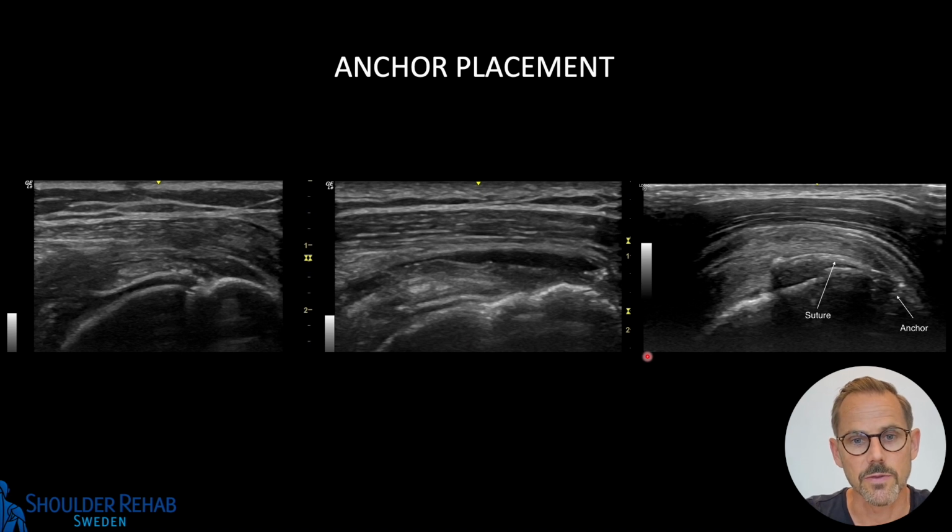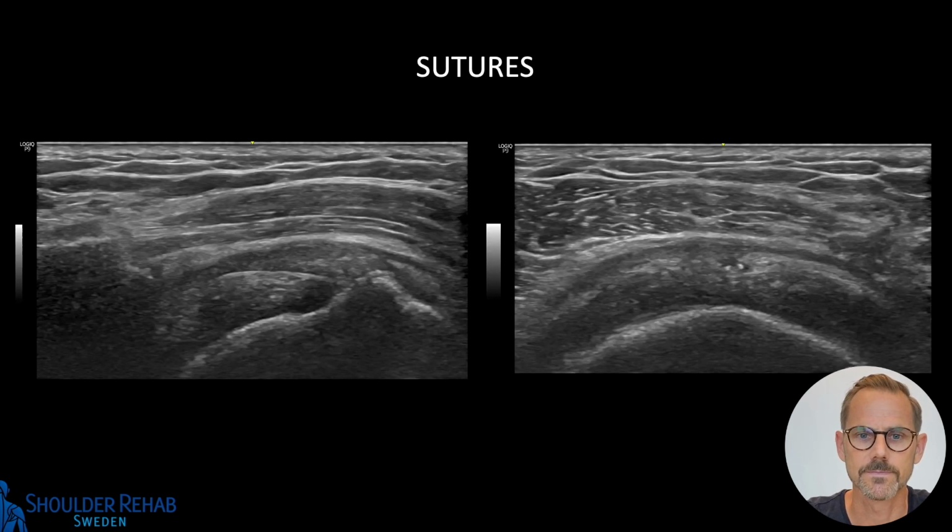So these are three examples of placement of anchors sonographically. This is what we looked at in the prior slide, medial placement, and this is somewhere in the middle of the footprint, and this is all the way out laterally on the footprint, so more of the anatomical insertion that we're used to seeing in the non-operative patient. So be aware of that.